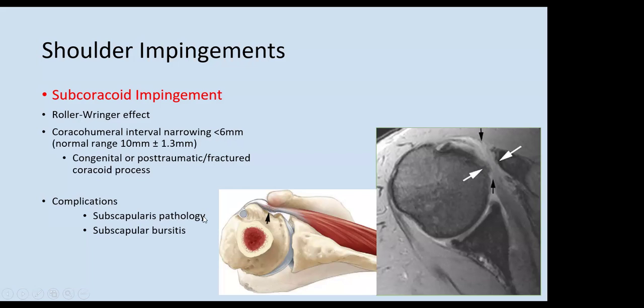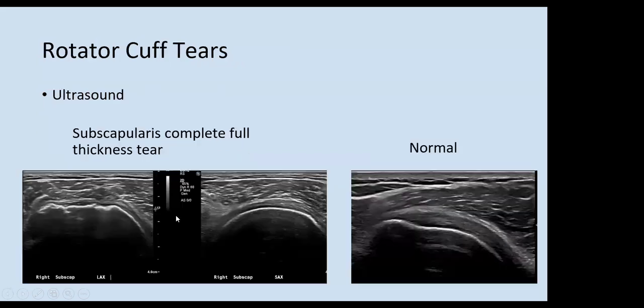The problem with these patients is they develop subscapularis tendon pathology and tendon tears, as we can see in this patient. This is a normal patient with a subscapularis tendon. Here we see a patient with a completely disappeared subscapularis tendon. This is the long axis view, and this is the short axis view, and we see bare bone. There is no subscapularis tendon.